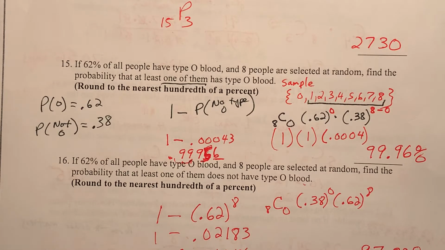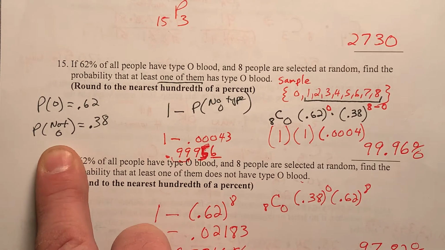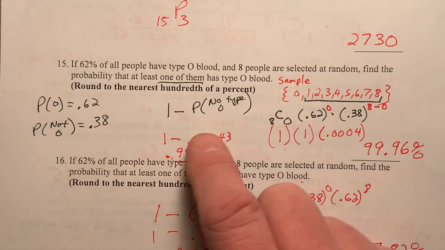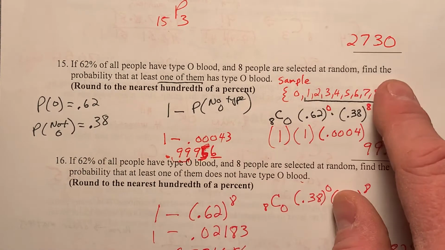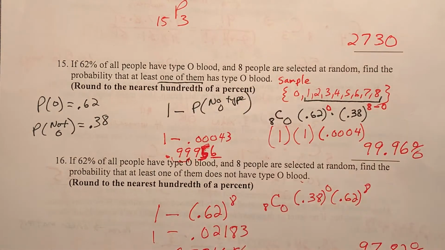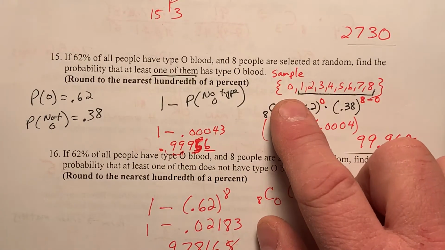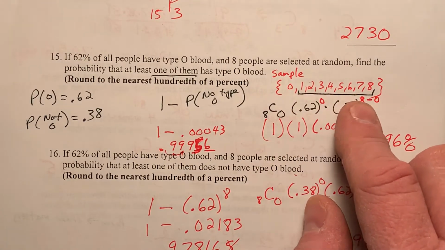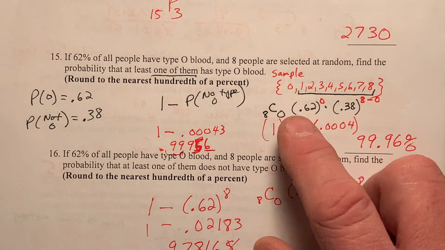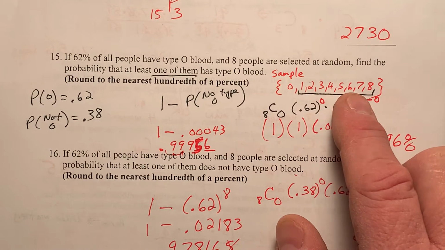62% of the people have type O blood, so probability of type O is 62%. Probability not type O is 38%. They want to know, find the probability at least one of them has type O. So what you do is, look, I did a picture of the sample space here. 0, 1, 2, 3, 4, 5, 6, 7, 8. And so if I say at least one, that means 1 or 2 or 3 or 4 or 5 or 6 or 7 or 8.